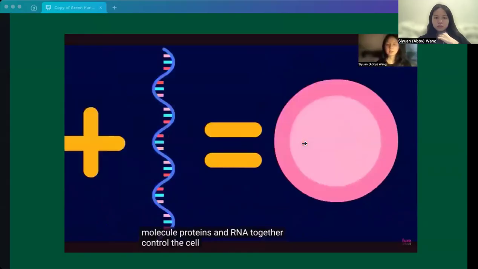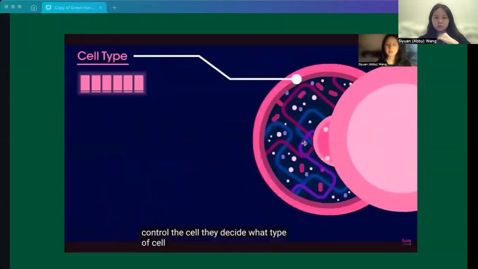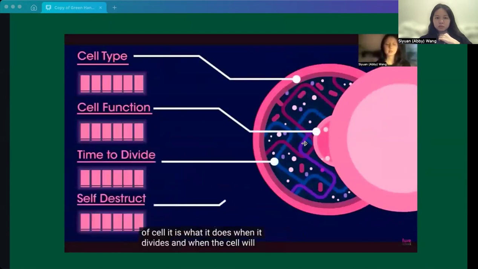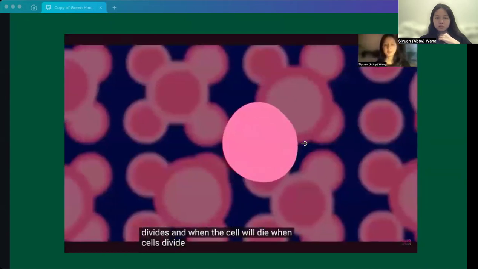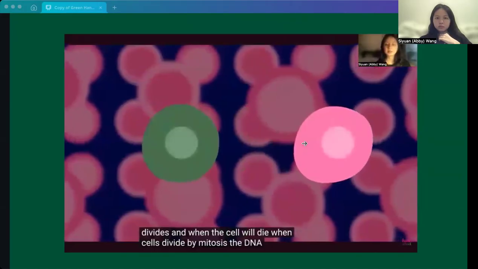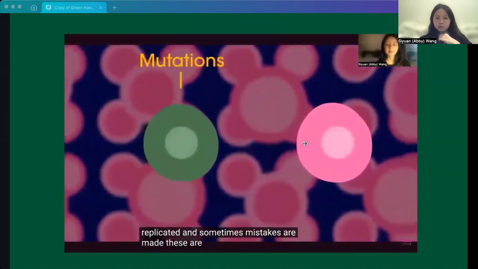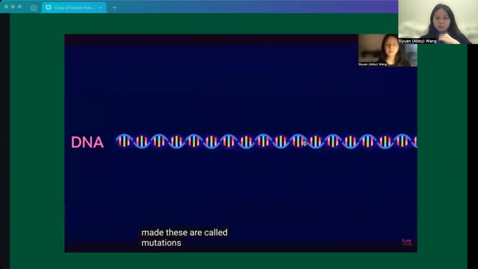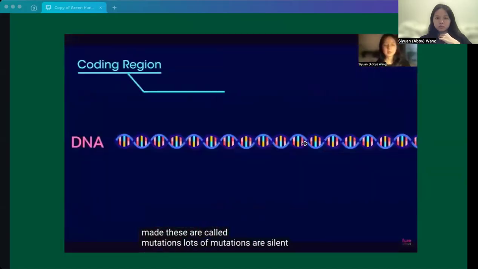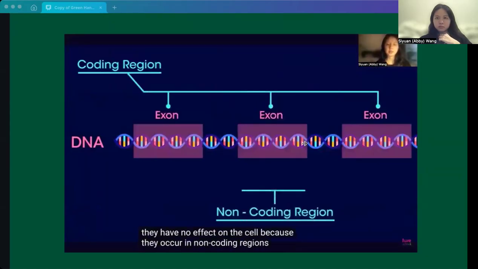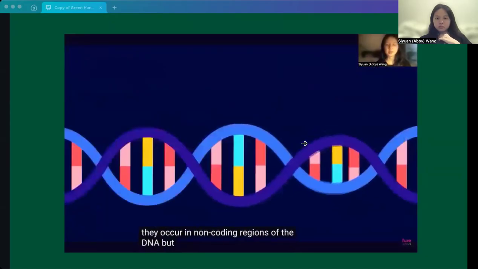These genes control what type of cell it is, what it does, when it divides and when the cell will die. When cells divide by mitosis, the DNA is replicated and sometimes mistakes are made. These are called mutations. Lots of mutations are silent, they have no effect on the cell because they occur in non-coding regions of the DNA.